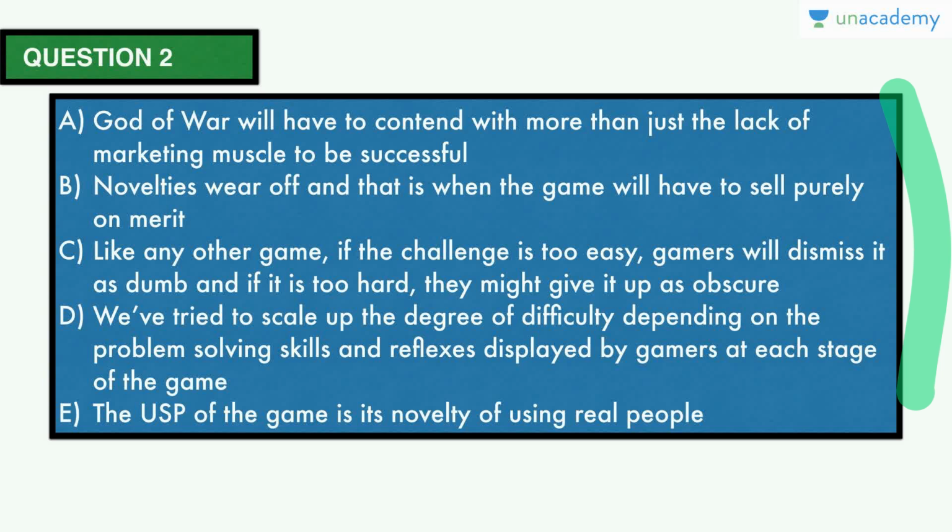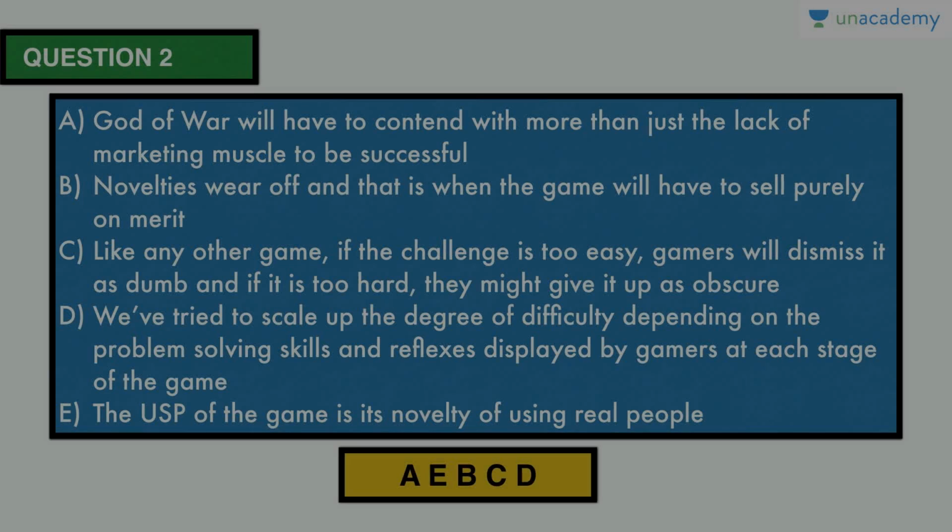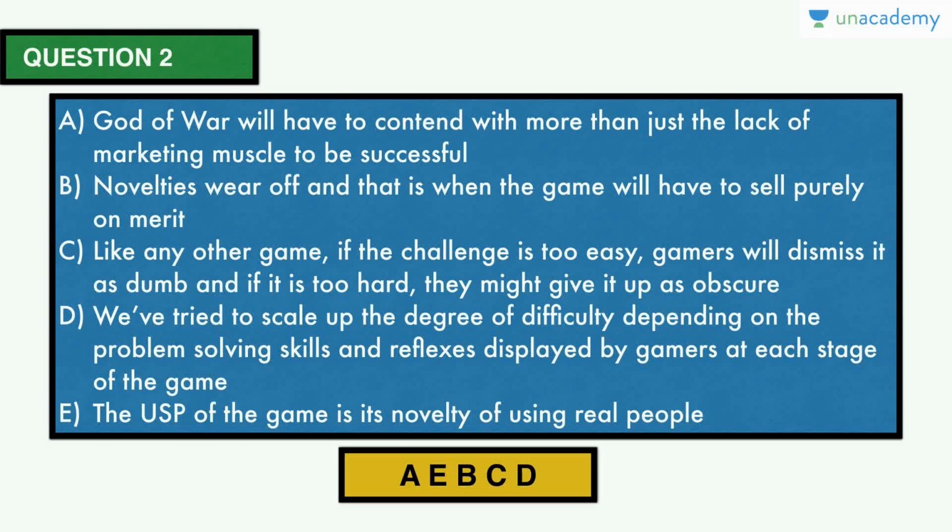Let's check if I'm wrong somewhere. A is clearly the starting sentence. Then you talk about the novelty of the game. Then you talk of the problem in the novelty, and then C and D talk about the follow up. Like any other game, if the challenge is too easy, gamers will dismiss it. So, what have we done? We've tried to scale up the degree of difficulty. I think this is the answer. A, E, B, C, D. Let's check. Yeah, that is it.